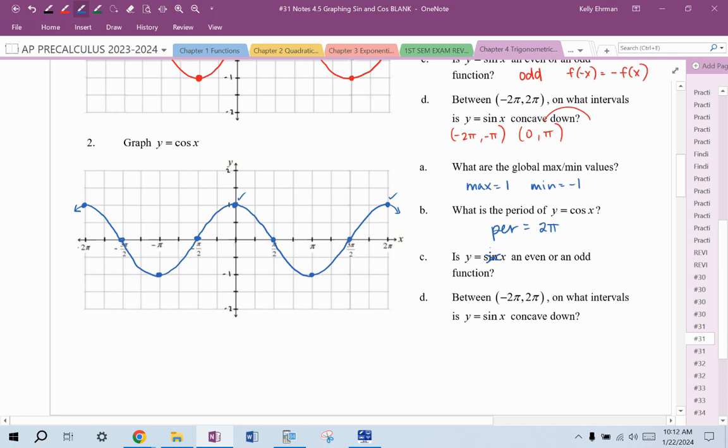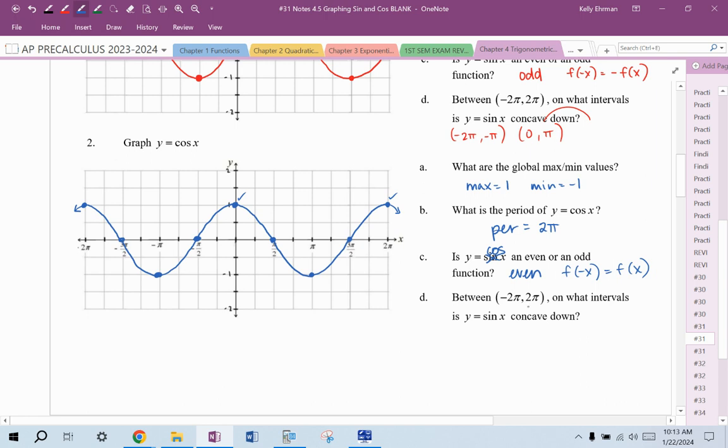Is y equals cosine x even or odd? So cosine x has y-axis symmetry, so it's an even function. And that means that f of negative x should be the exact same as f of x. So the point at negative pi over 2 should be exactly the same as the point at pi over 2. Or the point at negative pi should be exactly the same as the point at pi.